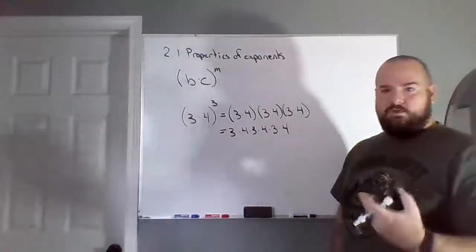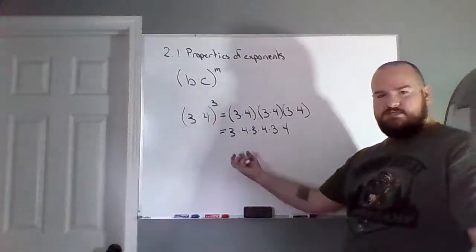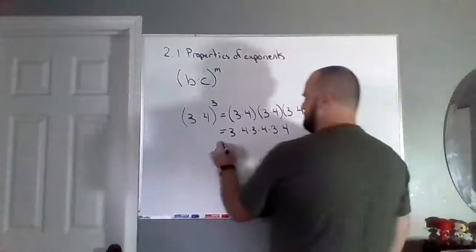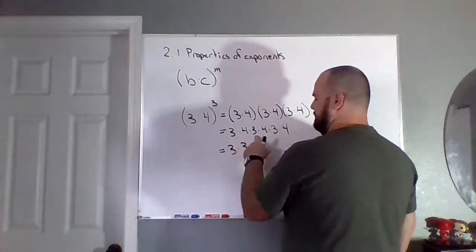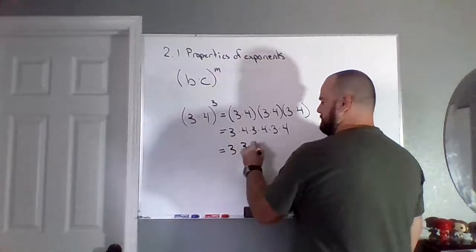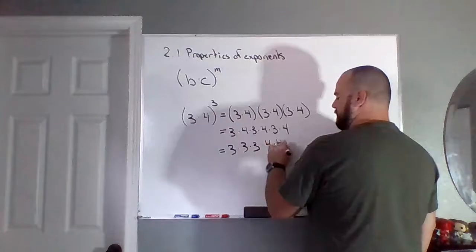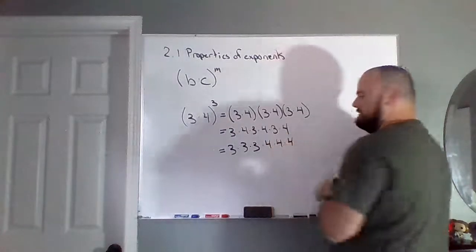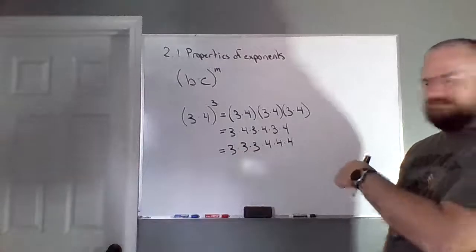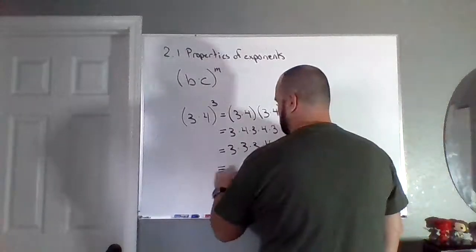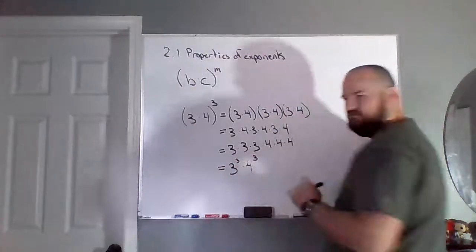And furthermore, multiplication, just as I said, can be done in any order, so I can rearrange these. So I could rewrite this as 3 times 3 times 3 times 4 times 4 times 4. Hey, we know what that is. That is 3 to the third times 4 to the third.